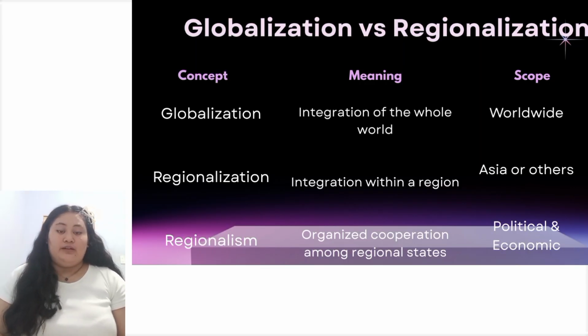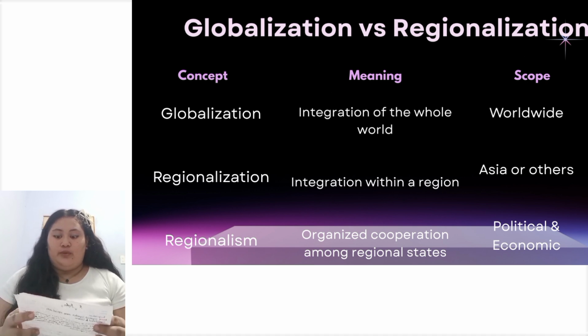So now I'm going to talk about globalization versus regionalization and its concept, meaning, and scope. Globalization means integration of the whole world. Scope is worldwide. Globalization is the process by which the world becomes interconnected due to massive cross-border flow of goods, services, capital, people, information, and ideas that aim to create a single global economy and society.